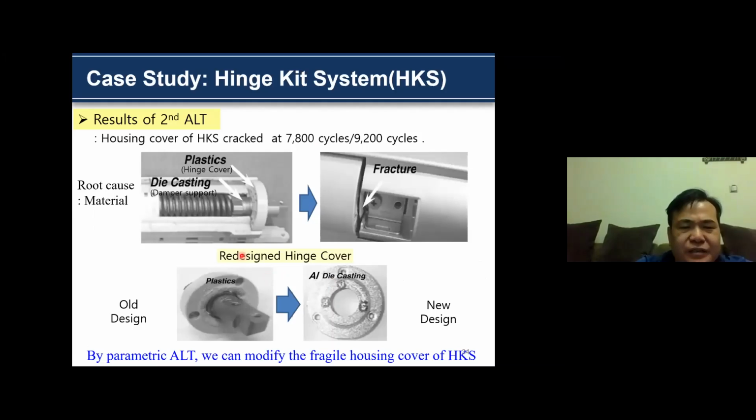I will explain the second result of the parametric art. The housing cover of the hinge kit system cracked at 7,000 and 9,000 cycles. The root cause was the material of the housing cover. When operating the hinge kit system, the damper spot strikes the housing cover. Finally, the housing cover cracked. As an action plan, we modified the hinge housing cover material from plastic to aluminum die casting. By parametric art, we can correct the fragile housing cover of the hinge kit system.